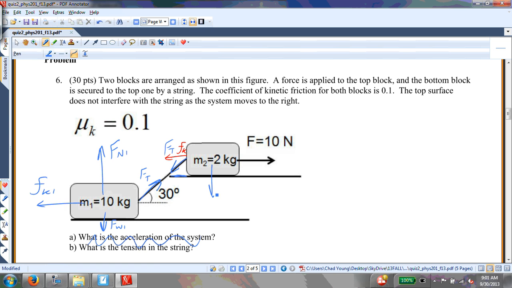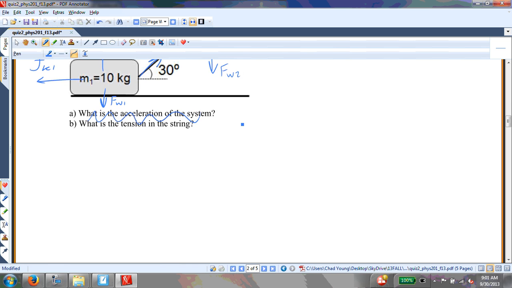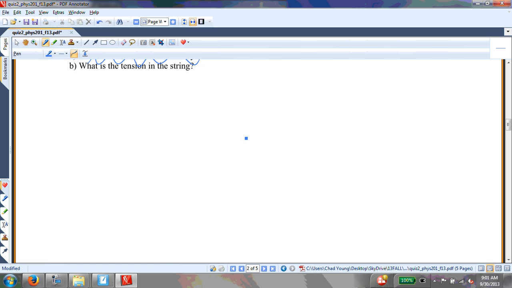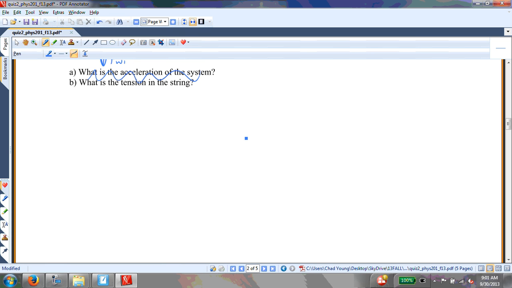And I have Fw2. Oh, there should be a 2 over here for kinetic friction. And then I have Fn2, and then the force F. So those are all the forces that are involved. And now in part B, I said to draw the vector diagrams with all the resolved vectors. So let's do mass 1 first.